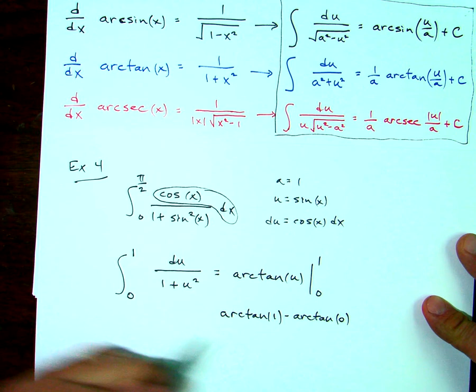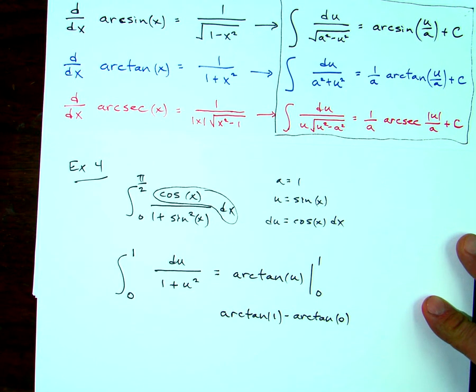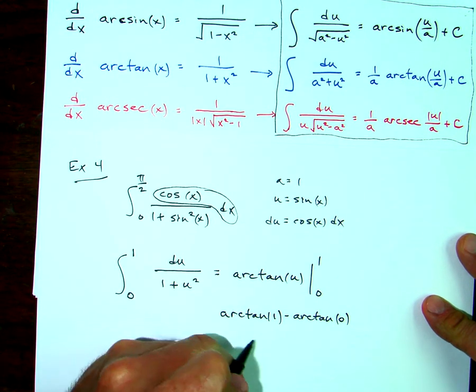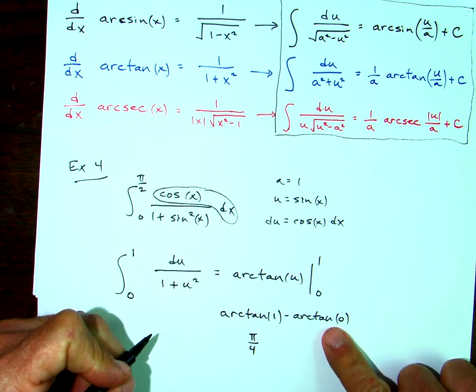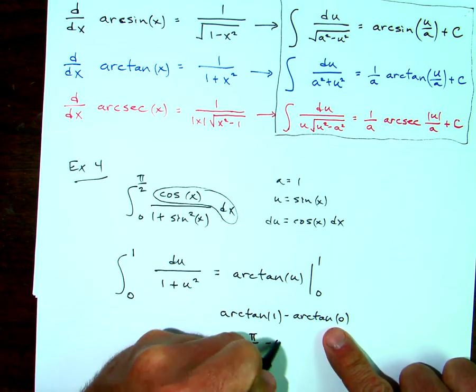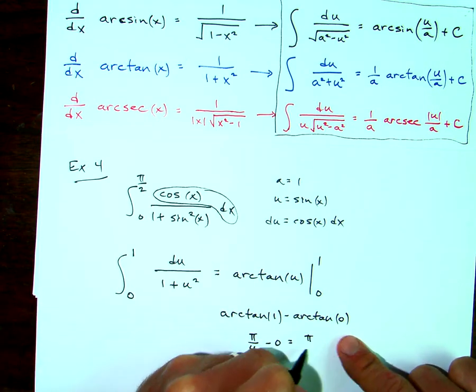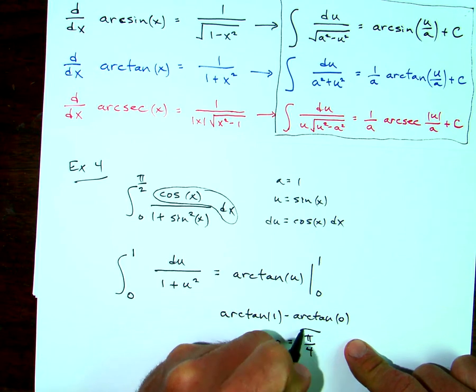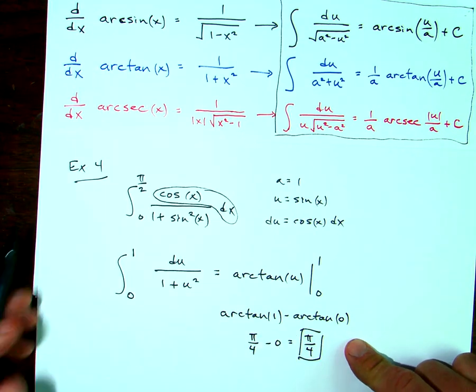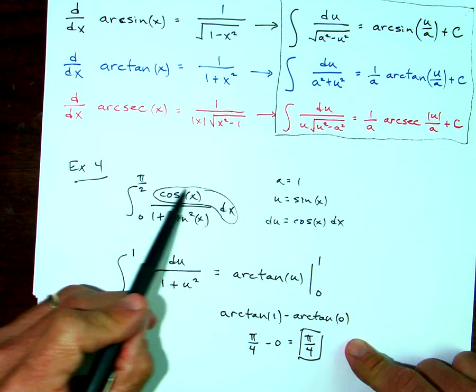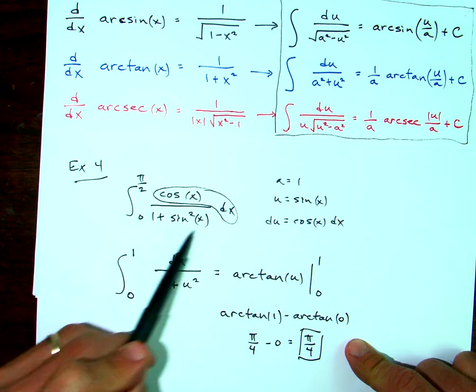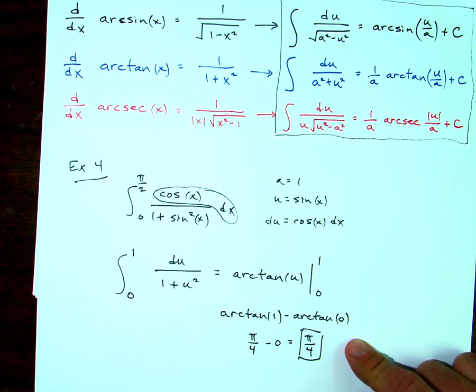Arctan of 1, another way to ask that is, tangent of what angle will give me 1? And that's pi over 4. Likewise, this is asking tangent of what angle would give me 0, and that's 0. So the answer is pi over 4. And again, geometrically that means the area from 0 to pi over 2 between this function and the x-axis would equal exactly pi over 4.